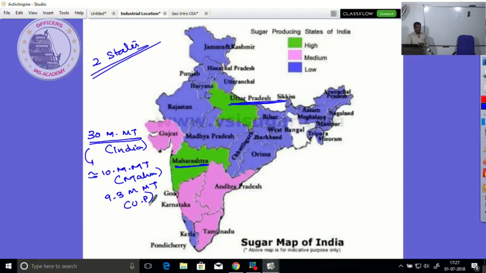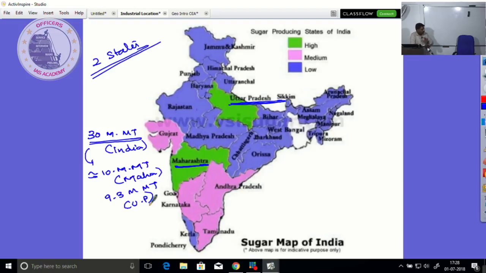Now what happens every year, either Maharashtra will be the leading producer or Uttar Pradesh will be the leading producer. That we cannot say. Every year there is a fluctuation. Going by last year's data, Maharashtra has marginally eclipsed Uttar Pradesh in sugar production.